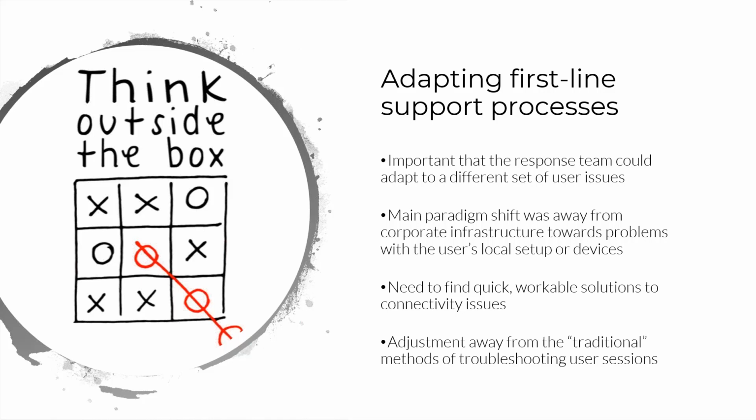So we found the role of the first responders became rather to find quick workable solutions, mainly to connectivity challenges. Dealing with Wi-Fi interference, helping users run wired connections to get better response, maybe switching them to tethering. All these sorts of ways of working, the support team needed to adapt to.